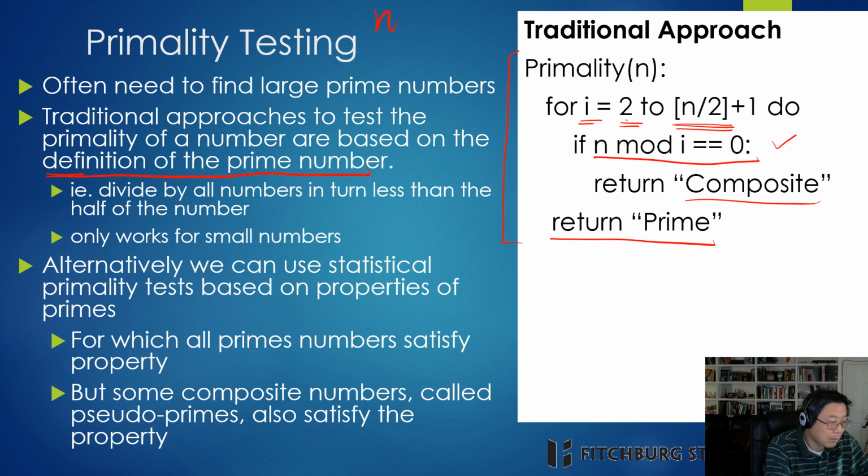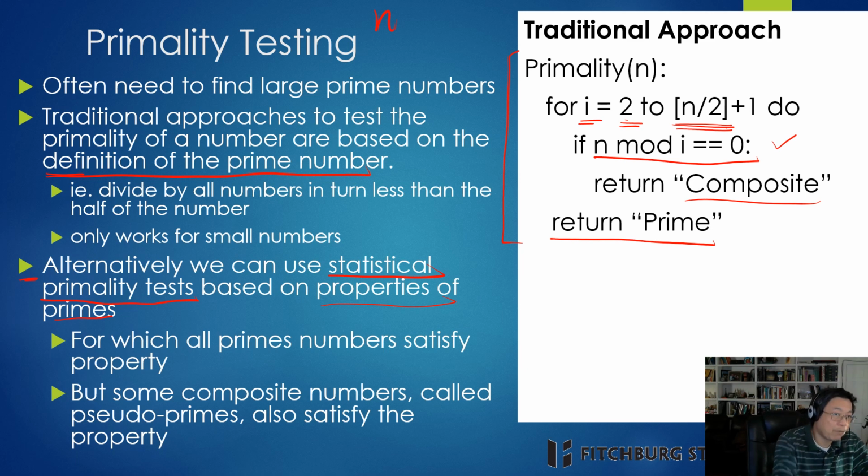Now we can use an alternative approach. The alternative approach uses statistical primality tests. This is based on a property of prime numbers. All prime numbers satisfy this property, but some composite numbers also satisfy it. So statistical primality testing provides a result with a certain confidence.